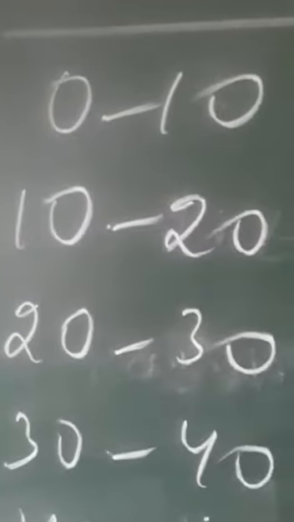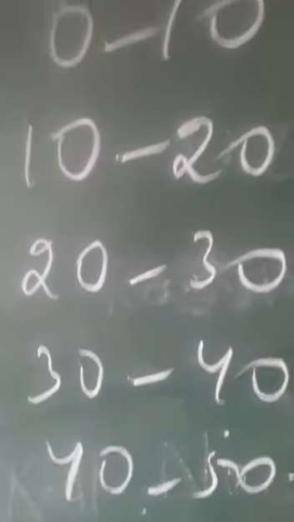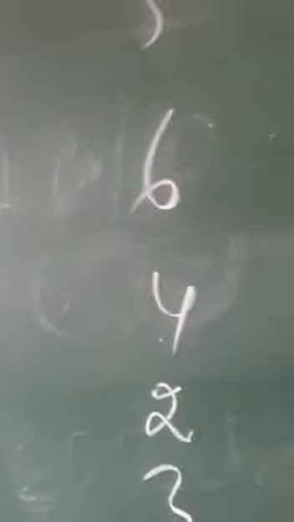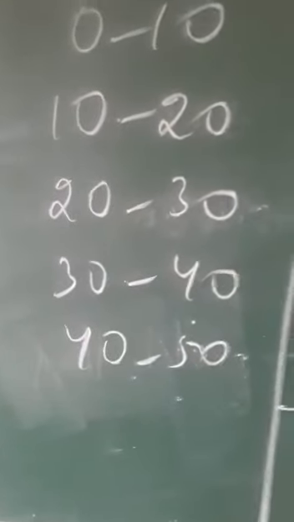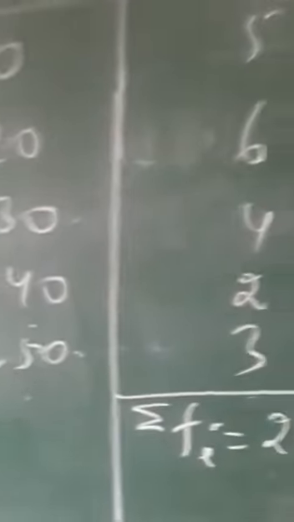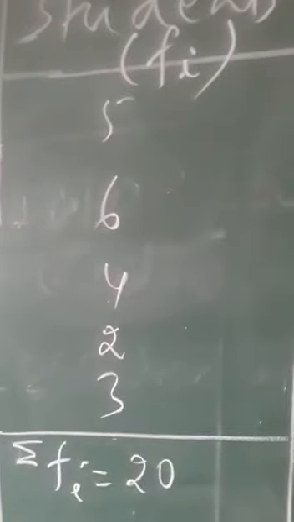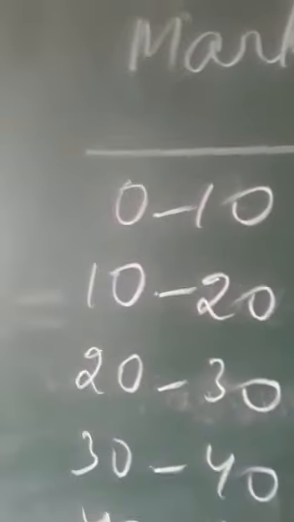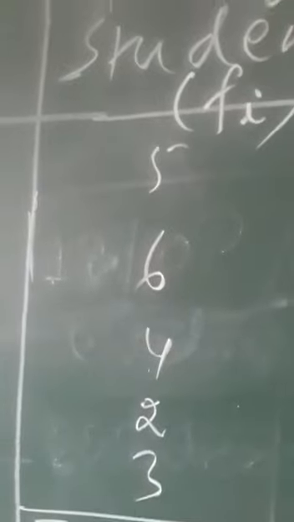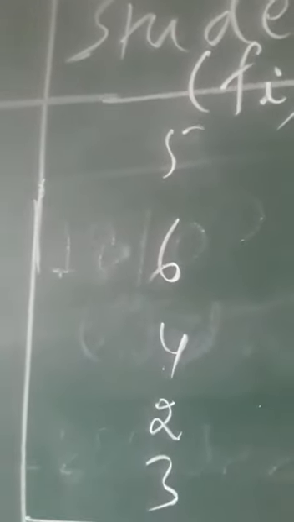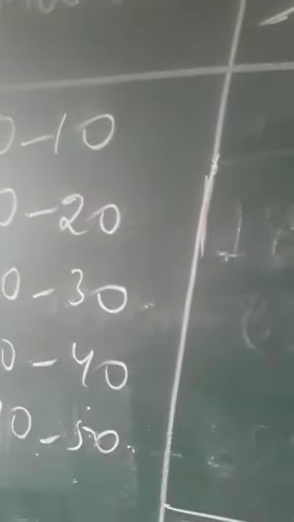And then comes the group 30 to 40, in which the number of students who are placed is 2. And the last group is 40 to 50, in which the number of students who have been placed is 3. So for each group we have its corresponding frequency. These frequencies were given in our question.